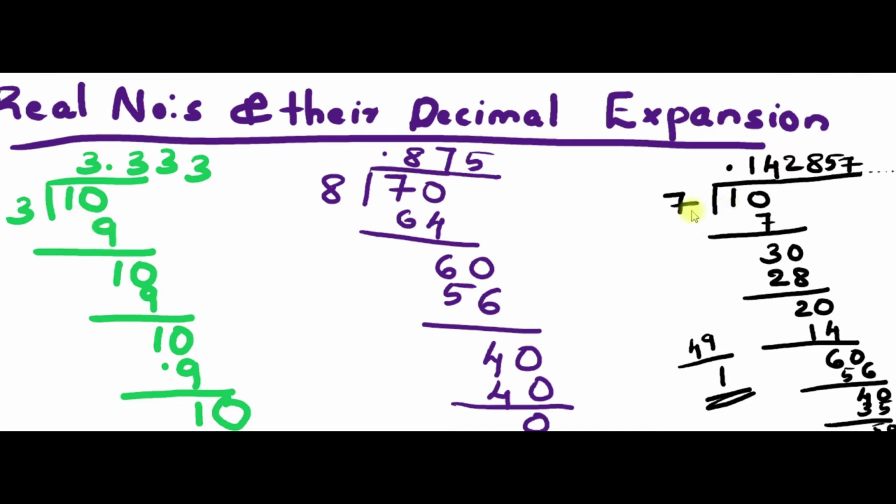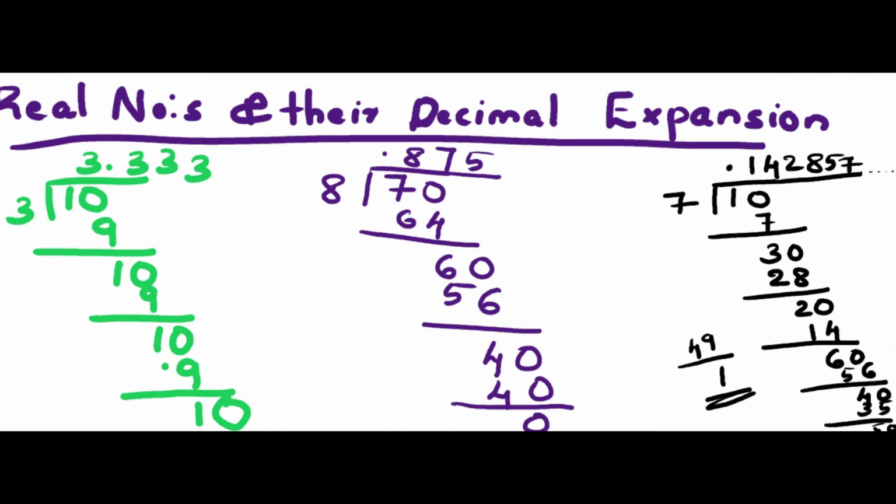Whereas in the case of 1 by 7, you can see 0.142857. Only then does the number come again. So there are 6 entries: 1, 2, 3, 4, 5 and 6. Six entries to complete this process. So we can see 3 cases related with this.